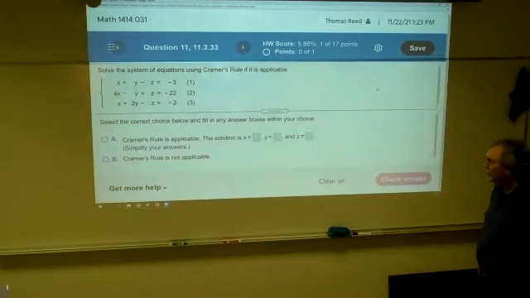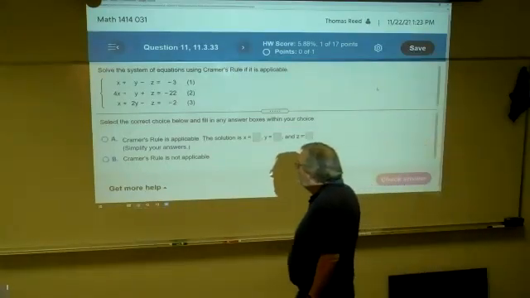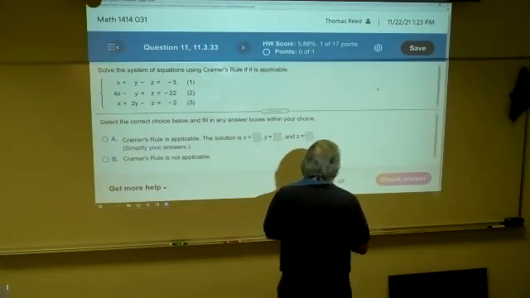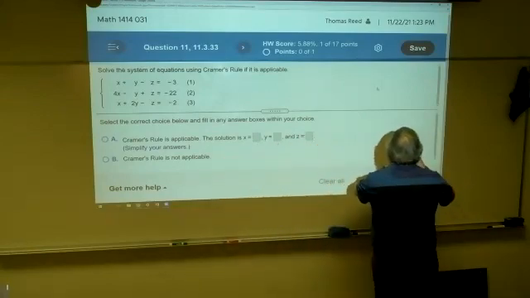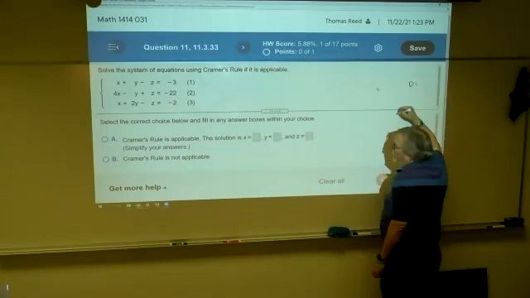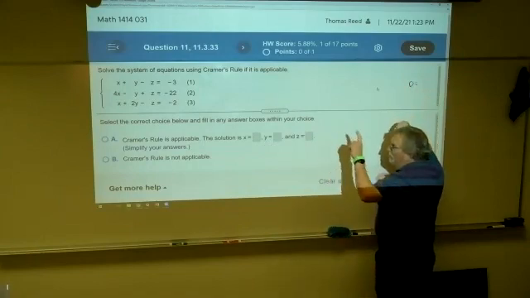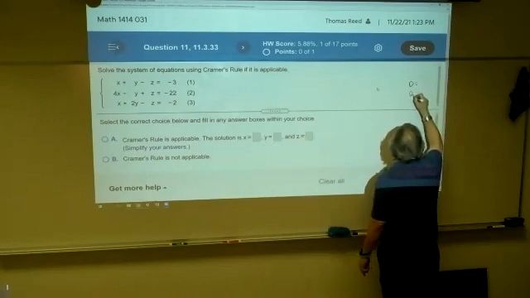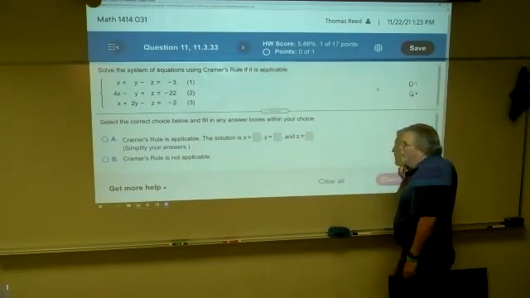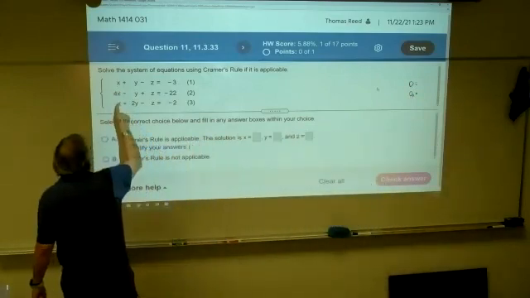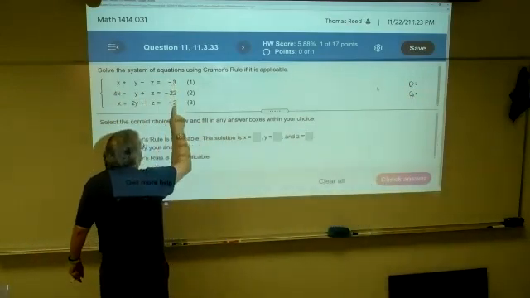The main reason I'm going to solve this one is because, again, you need to find matrices. You need to find determinants. The D matrix is the matrix of the coefficients. The D sub x is the matrix of the coefficients with the x coefficients being replaced with the constants.